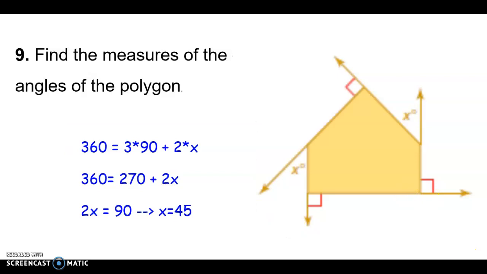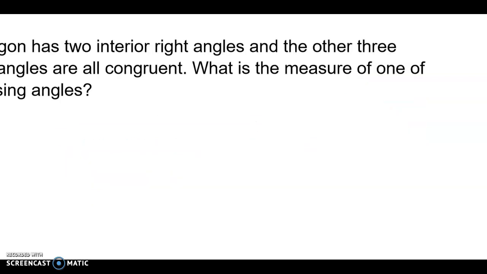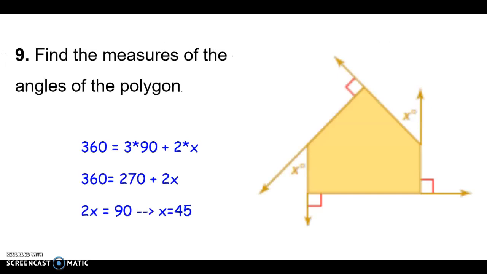Okay. So for this lesson, there's really just the two formulas: n minus 2 times 180, and all convex polygons have exterior angles summing to 360. Okay.